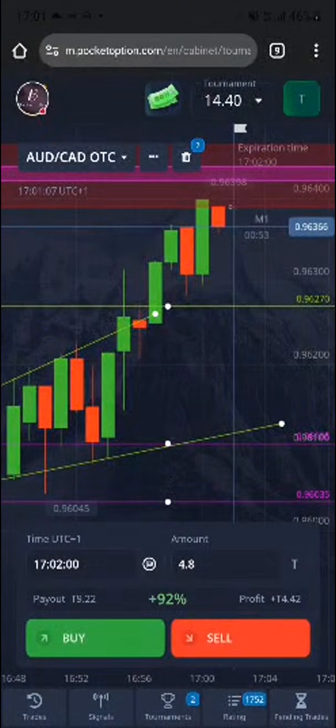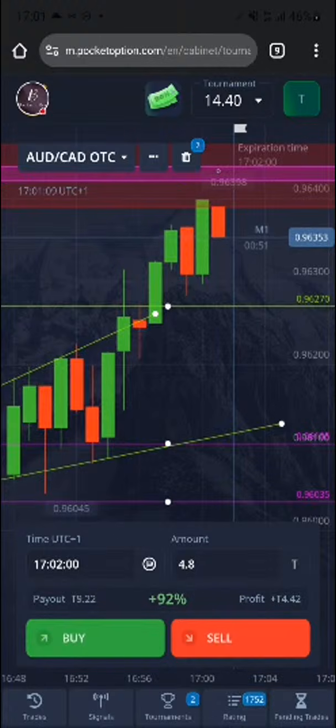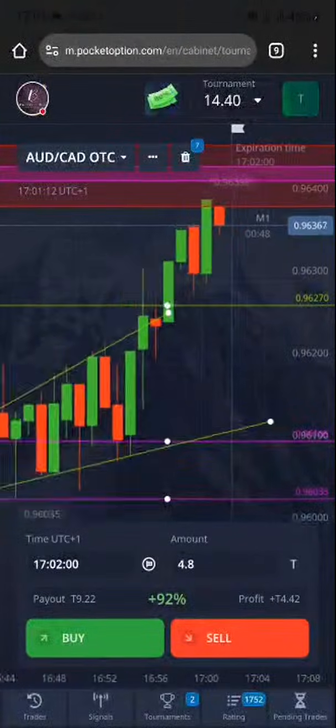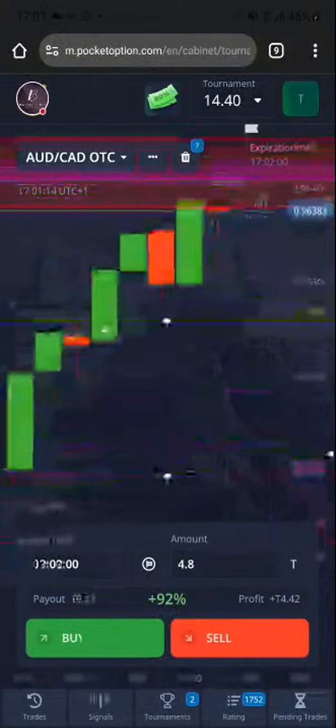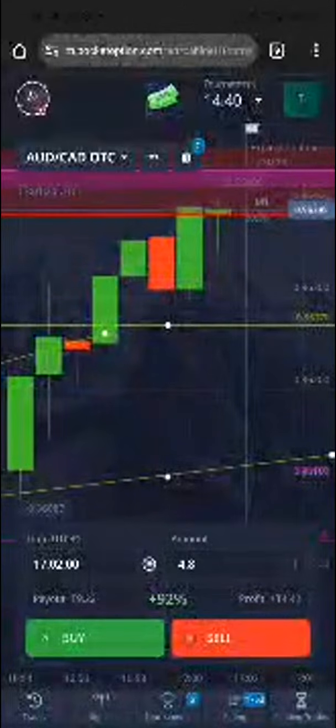I'm not going to mind this gap down. If price comes into the entry, I'm going to take the trade. Though that gap down is a negative.